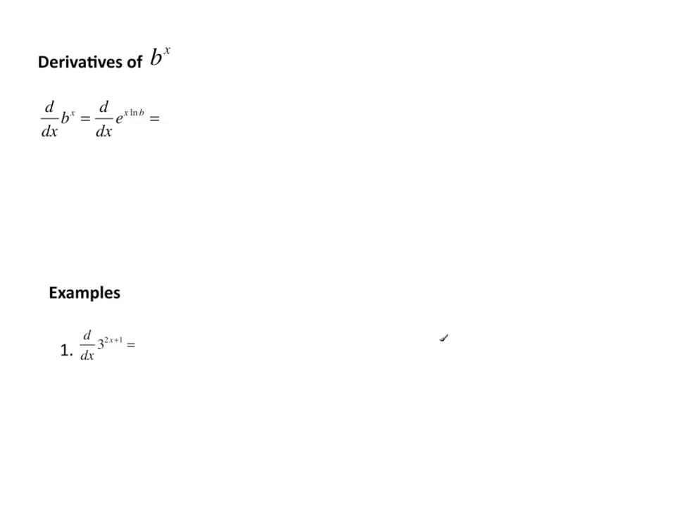So let's take a look at the idea of taking a derivative of something in the form of b to the x, where b is a base other than e. Now, d dx, the first derivative of b to the x, is the same as d dx of e raised to the x ln b. That's because, as we said earlier, b to the x is defined as e to the x ln b.